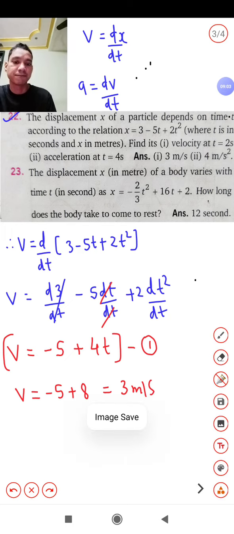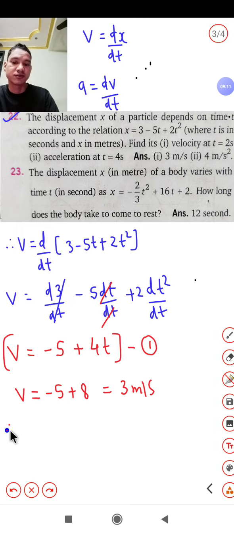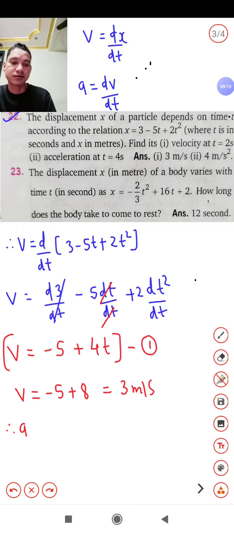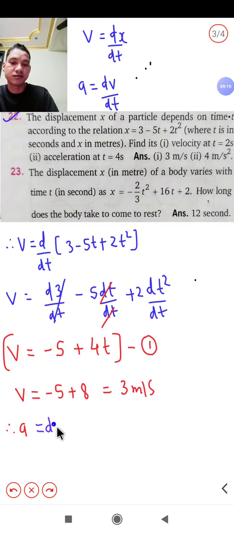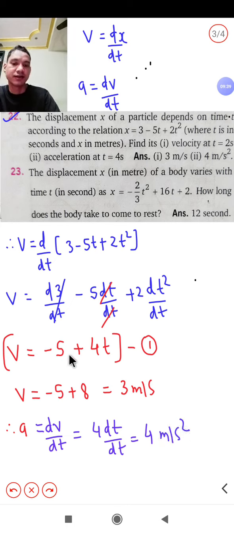Now let me solve the second part of it, acceleration. So how can we get the acceleration? We need to differentiate this equation with respect to time. So if I differentiate v with respect to time, let me differentiate this equation. So differentiation of this constant will be 0. Directly I am going to differentiate this part. 4 will come out and this will be 4 meter per second square. Okay, I have directly done it.